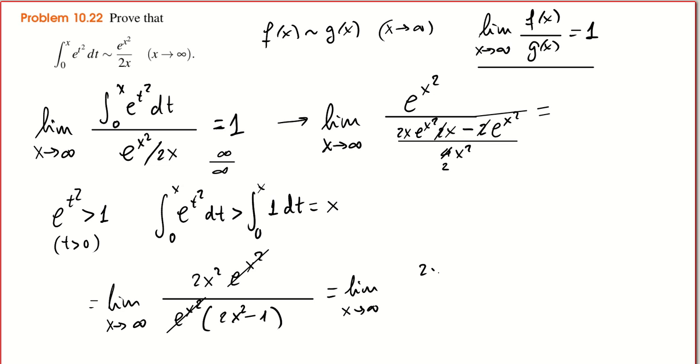Because now you just have to calculate this limit here, and this limit is very easy. The degree of this polynomial is 2, the degree of this polynomial is 2, and the ratio of the coefficients is 1, so this limit here is 1, and therefore this is true.